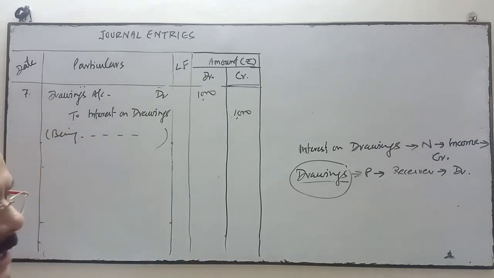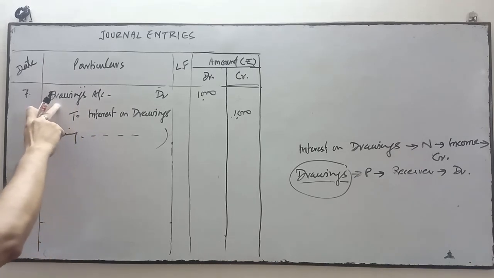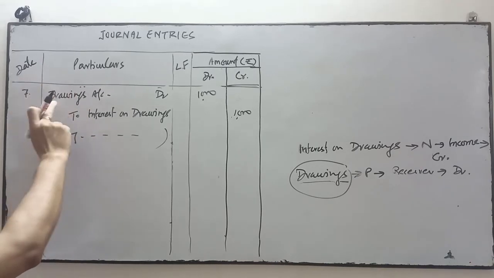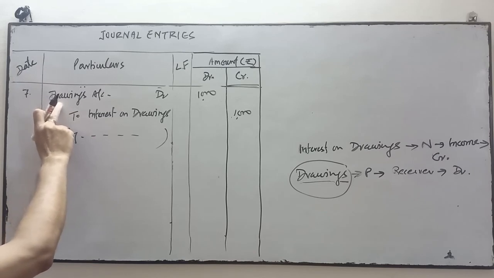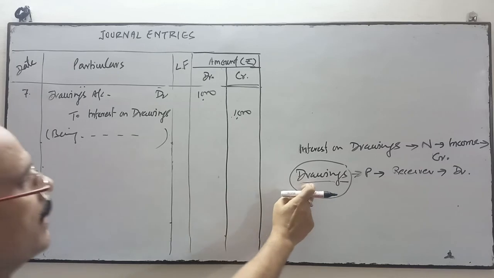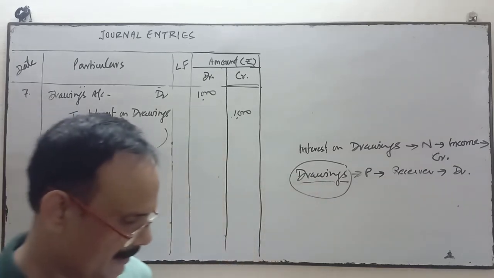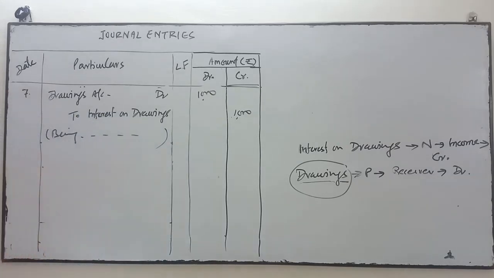If interest on drawing is given by the proprietor to me, then instead of drawing I will write cash, because cash comes into the business. As the cash is not given by the proprietor, I will open his account, and his account is drawing. Under this account he has withdrawn the money. Okay, so this transaction is over. 7th transaction.